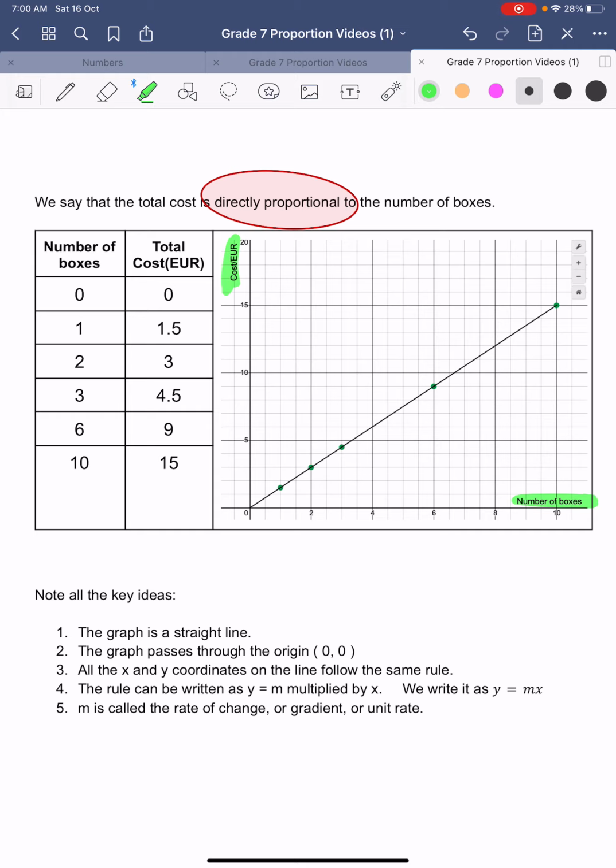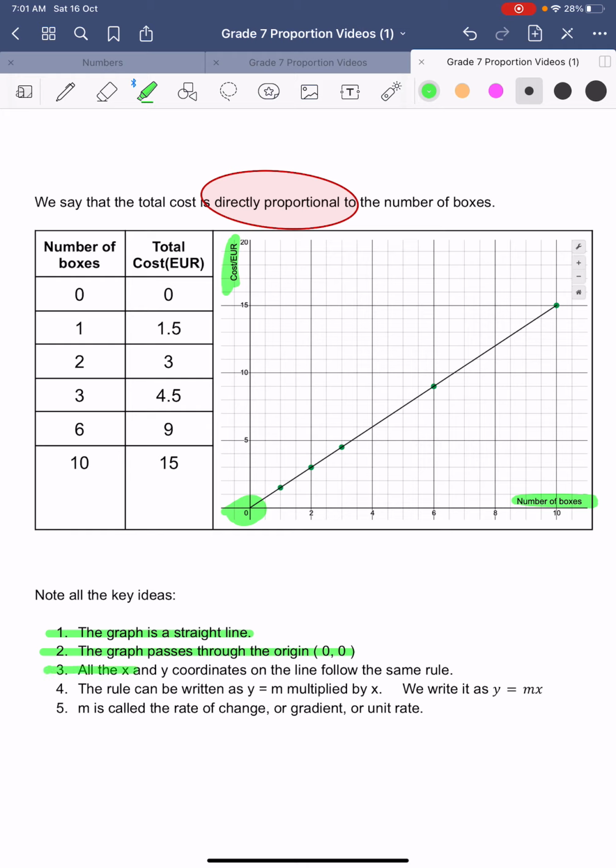Now let's go and look at some of the main features. The graph is a straight line. Well, that kind of makes sense. All the points form a straight line. The graph passes through the origin, 0, 0. Can you see that there? That also makes sense, right? Because 0 boxes, 0 cash.